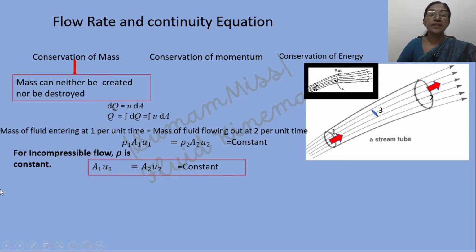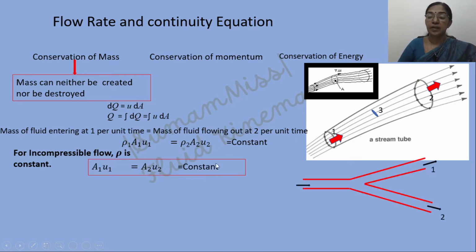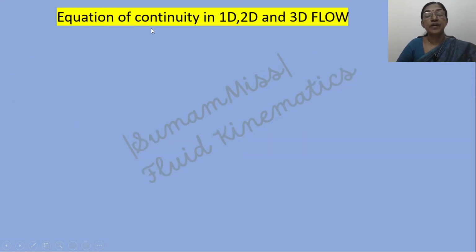If we apply this to a series of pipes, we can write Q equal to Q1 plus Q2, or for incompressible flow, A U, which is equal to Q, equals A1 U1, corresponding to Q1, plus A2 U2, corresponding to Q2. Now let us derive the equation of continuity in one-dimensional, two-dimensional and three-dimensional flow.